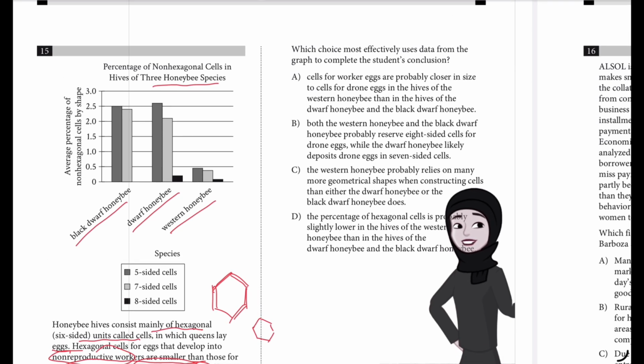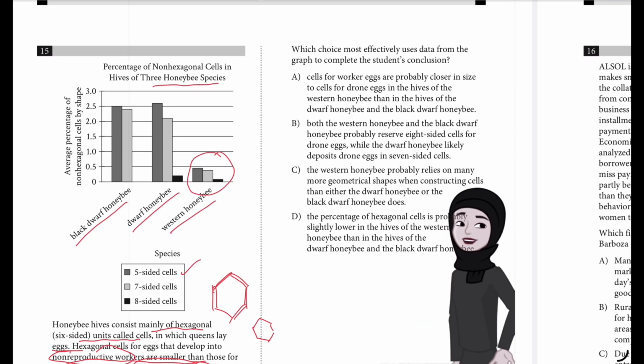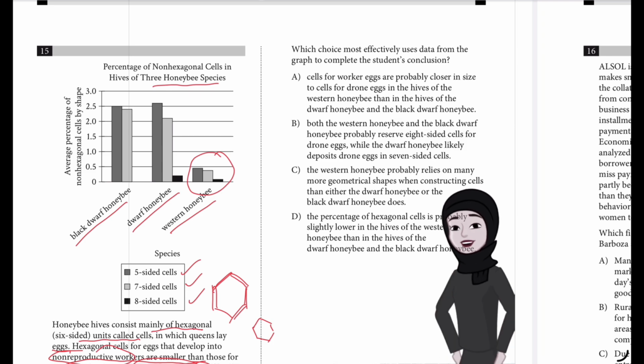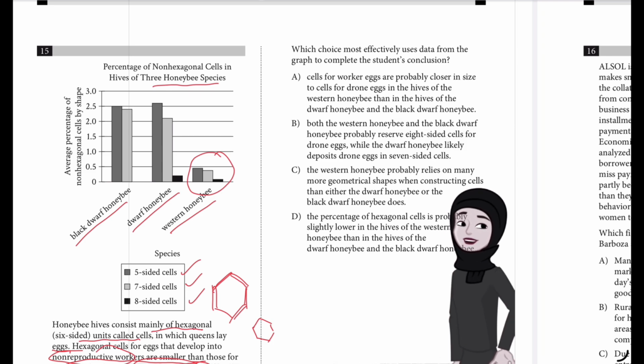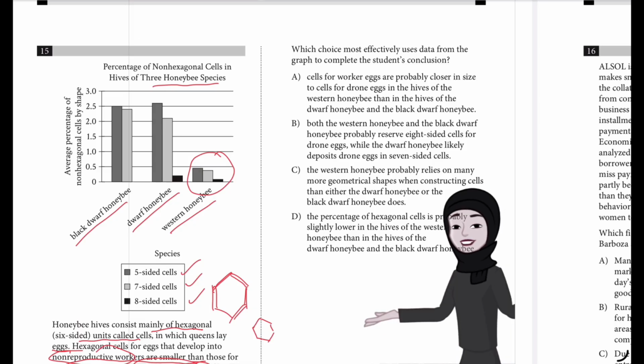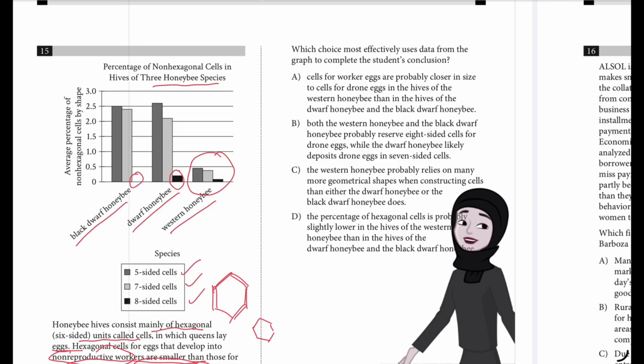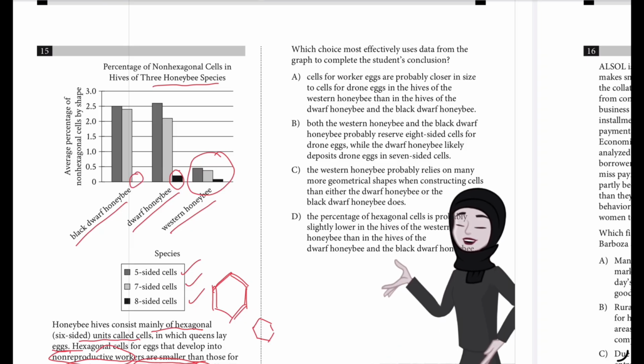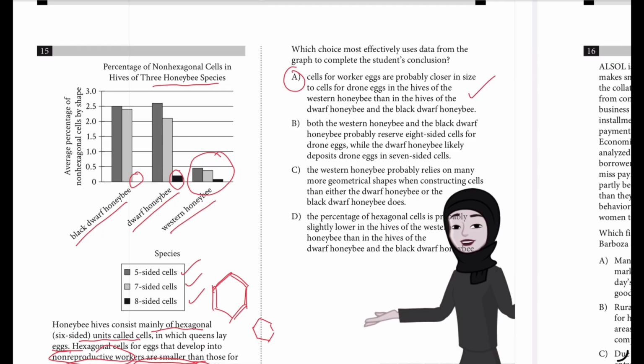Now we can clearly see that the western honeybee has very little of the 5, 7 and 8-sided. All of them are very low, less than 0.5%. Only the dwarf honeybee and black dwarf honeybee have a lot of these 5-sided and 7-sided ones. And even the dwarf honeybee has only a few 8-sided, and the black dwarf doesn't even have any 8-sided ones. So which choice should we select? If you said A, well done, that is the best answer.